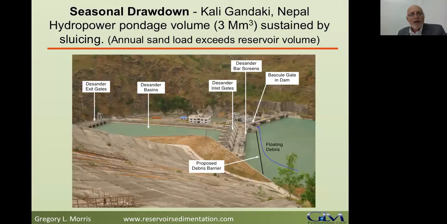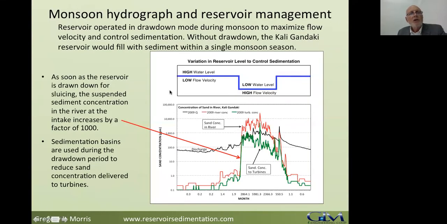Now, the interesting point about this reservoir is that by this procedure, they have been able to maintain this 3.5 million cubic meters of capacity since the dam was built in 2002, even though the annual sand load is double this capacity. Sand load here runs 6 to 10 million cubic meters a year, but they're able to maintain it. How do they do it?